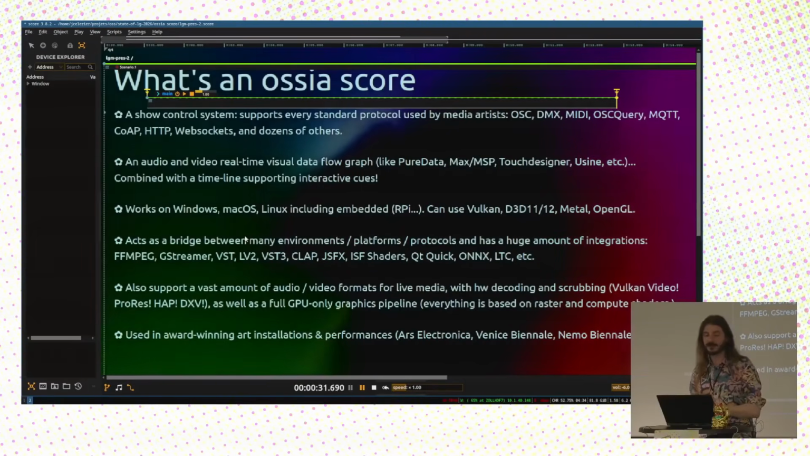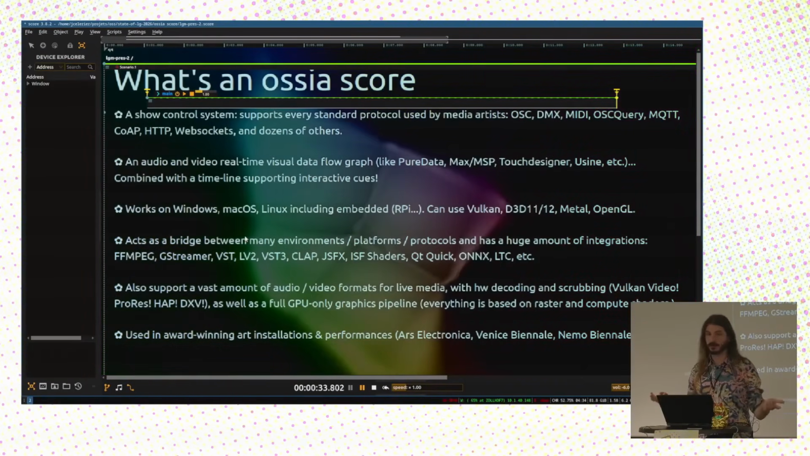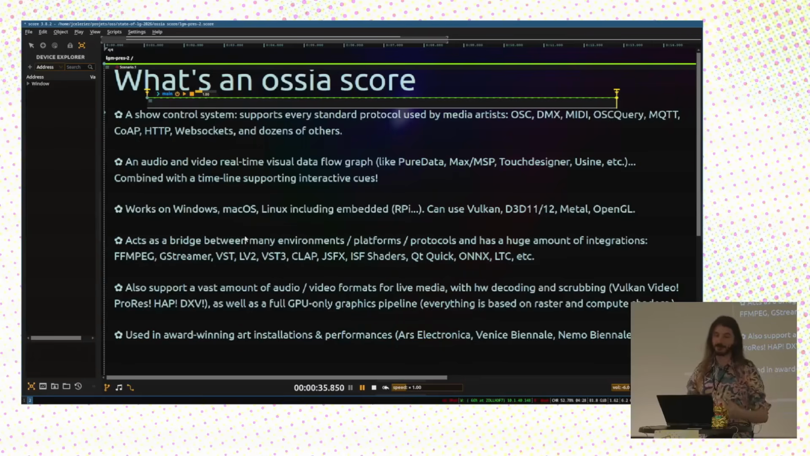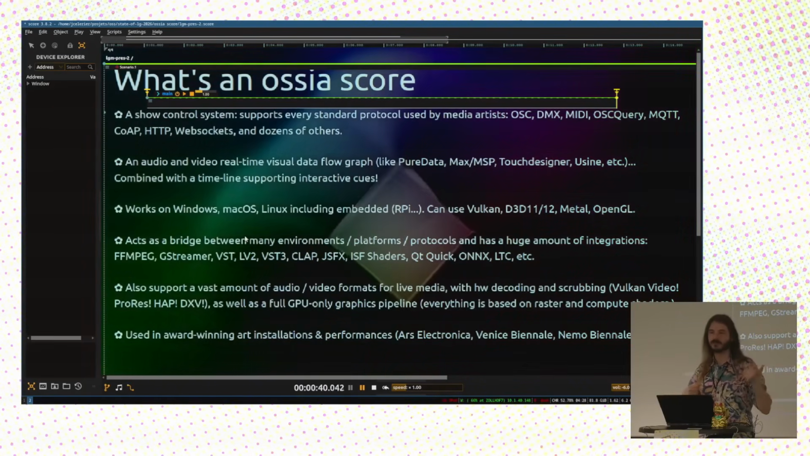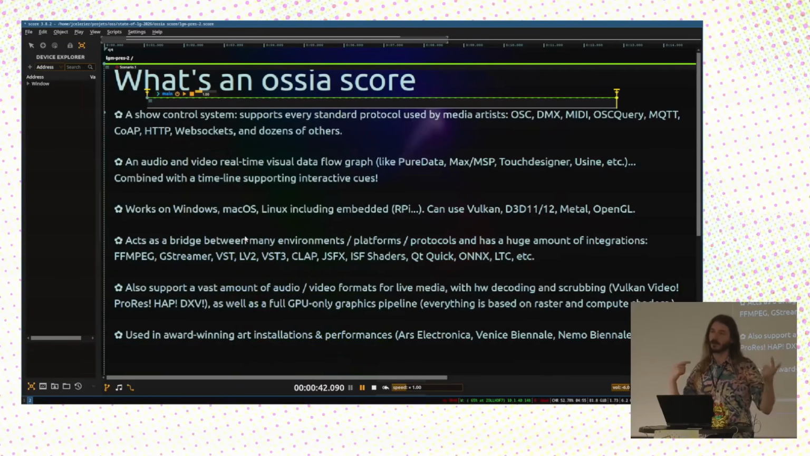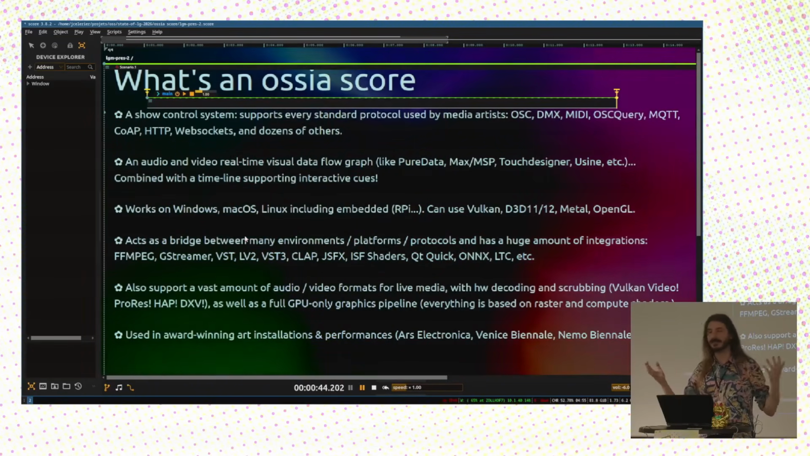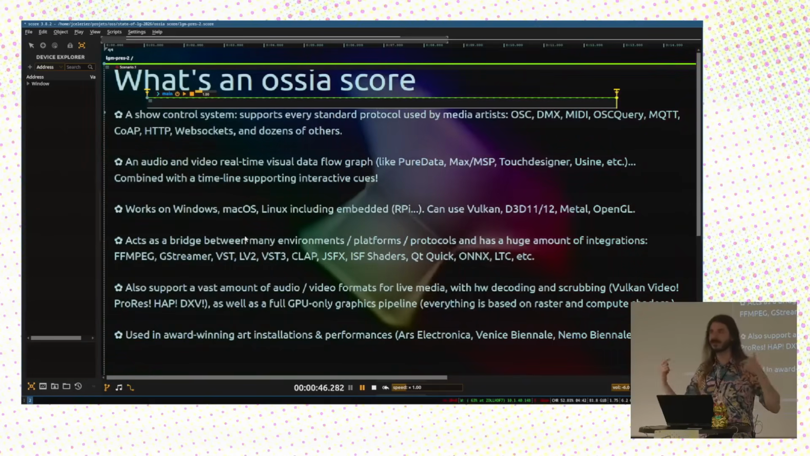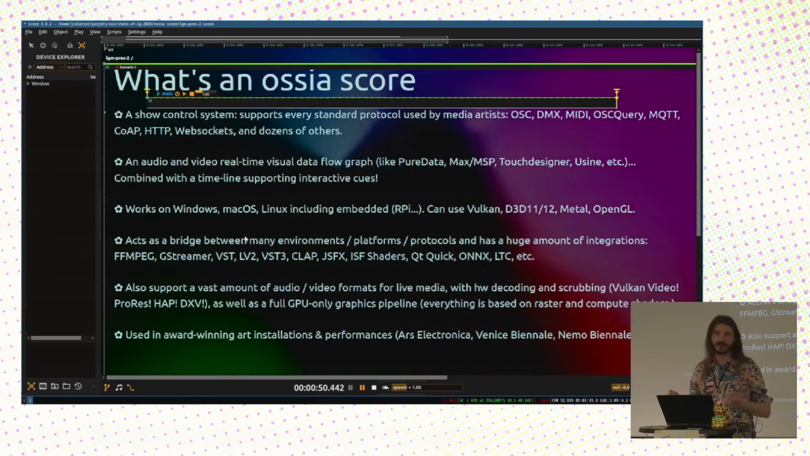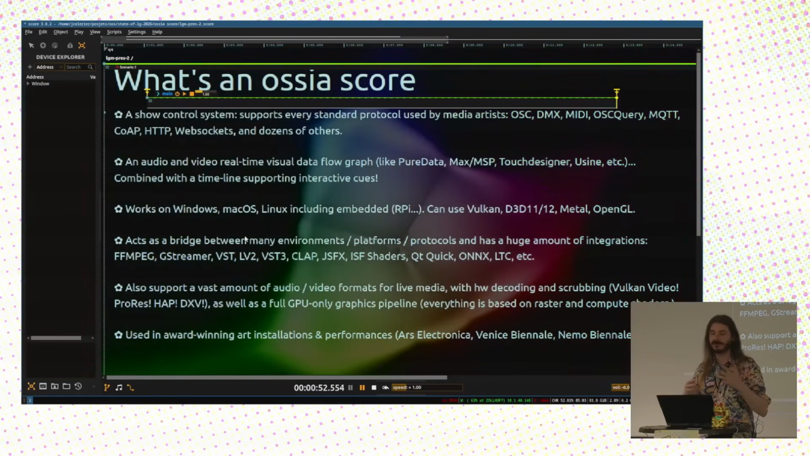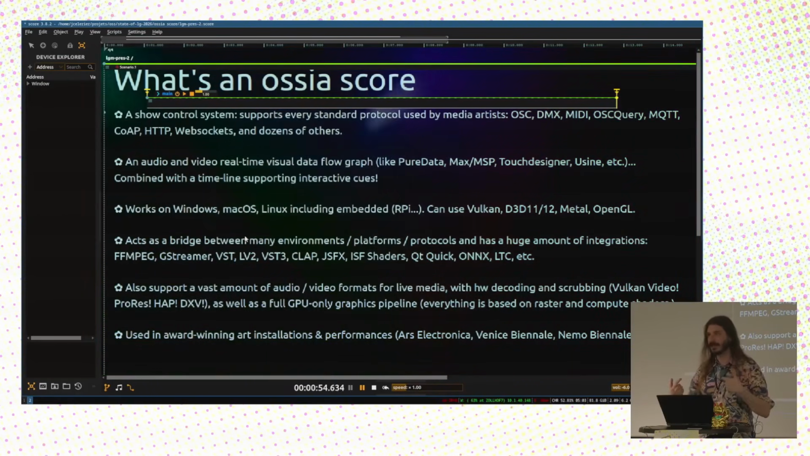So what's ossia score? It's a show control system. So what is a show control system? It's a system that is going to connect the projectors, the sound system, all the intermedia, affordances, light fixtures, etc., that one may find in a show, an art installation, an event, anything where you need to connect multiple kinds of media together.